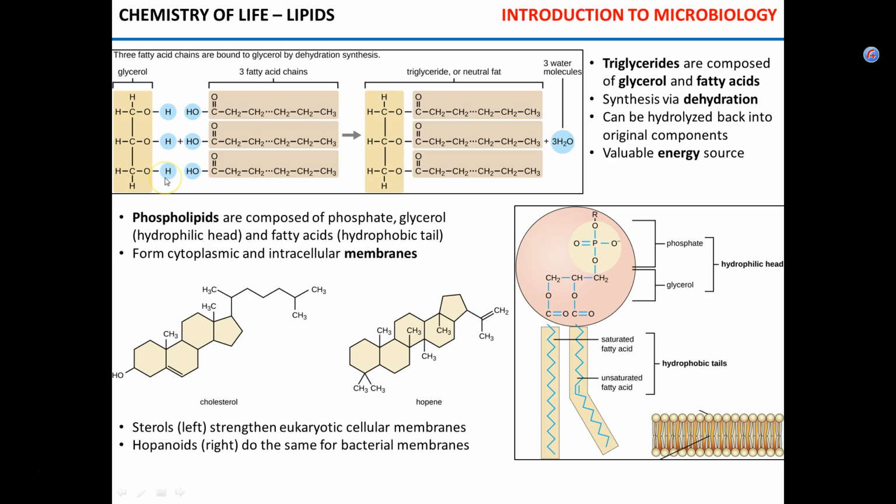These 3 groups can form bonds, chemical bonds, ether bonds, to 3 molecules of fatty acids. Okay, so you have 3 fatty acids and 1 glycerol molecule as building blocks for the triglyceride molecule. Okay, so this is your triglyceride.